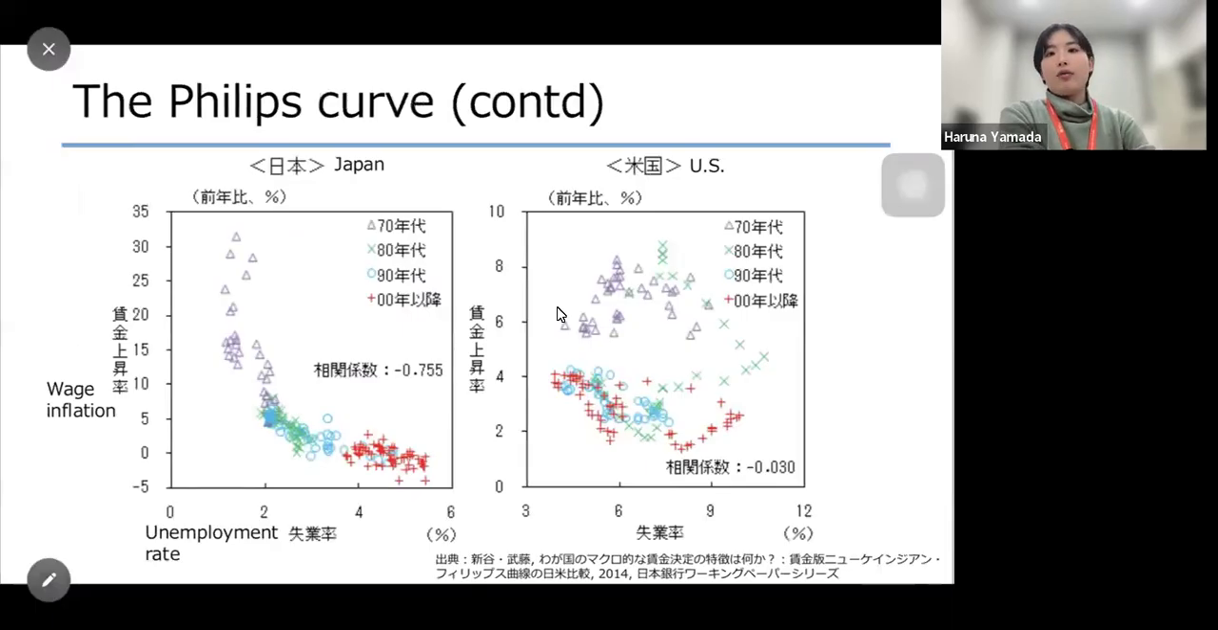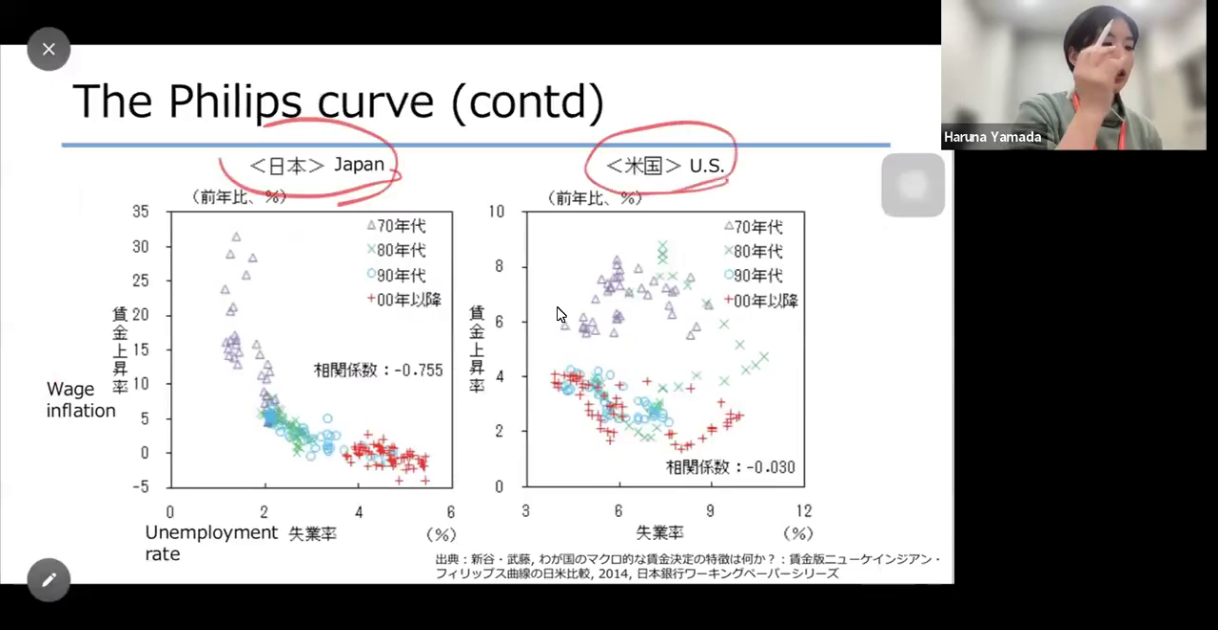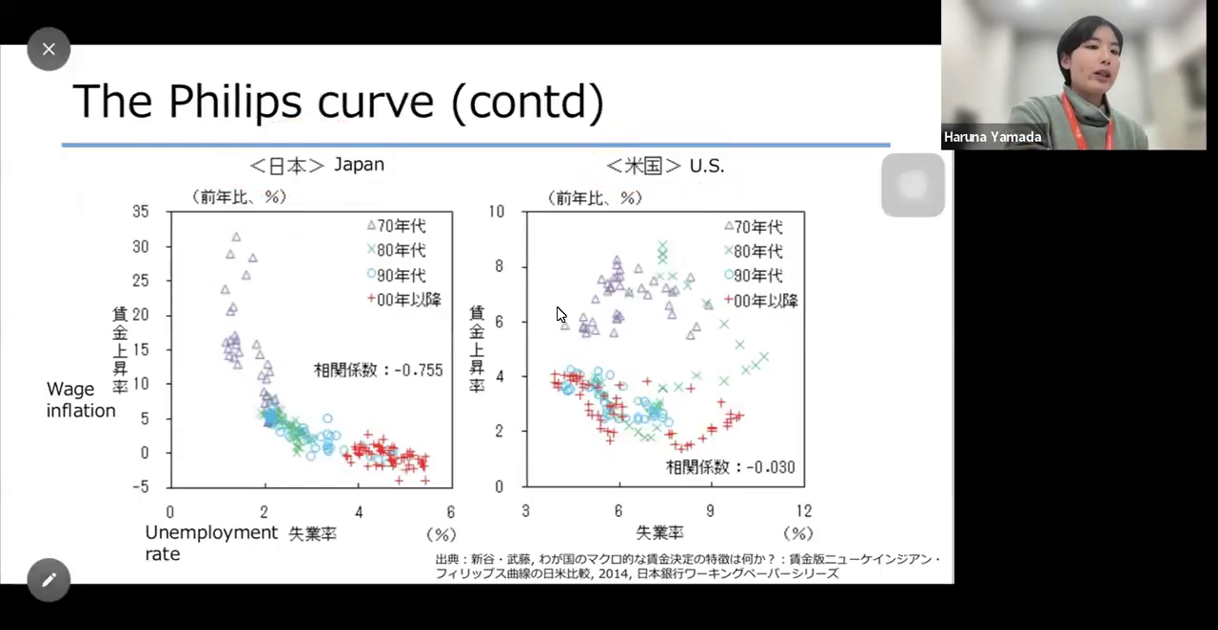So this is the actual Phillips curve in Japan and the US. The left panel shows the Japanese Phillips curve, and the right panel shows the US Phillips curve. In both panels, the horizontal axis is the unemployment rate, and the vertical axis is wage inflation. So in here, we use wage inflation, but just consider it like a normal inflation rate.